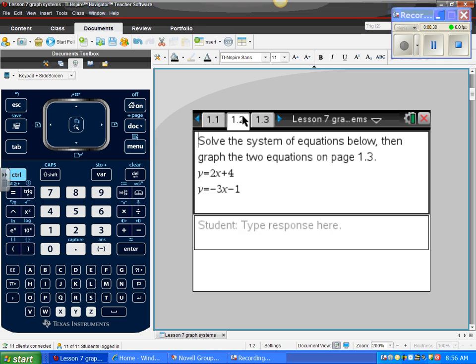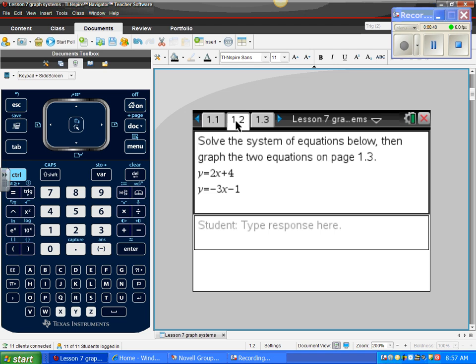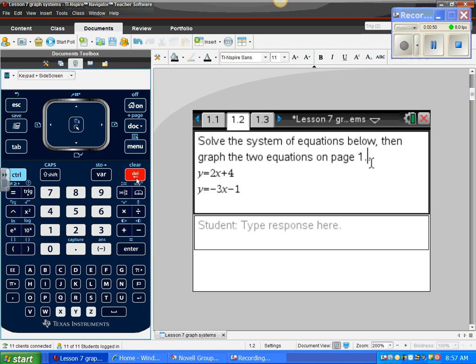Okay, so let's look at the first one. We're going to solve the system of equations below, then we're going to graph the two equations on page 1.3. I actually added an algebraic page, so this should say 1.4. Sorry about that. So what we're going to do is on the next page, we're going to solve this out algebraically. Are you ready?